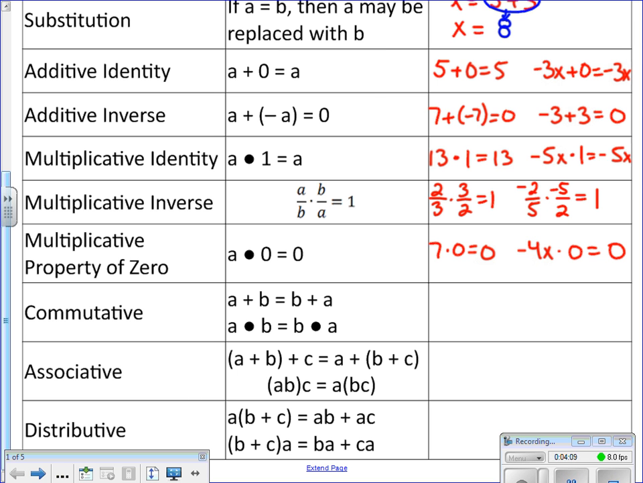Now commutative property is about changing the order. Now everyone knows that 3 plus 6 is equal to 6 plus 3 because they both equal 9. And the same is true with multiplication. 4 times 3 is equal to 12, and so is 3 times 4. That's the commutative property.